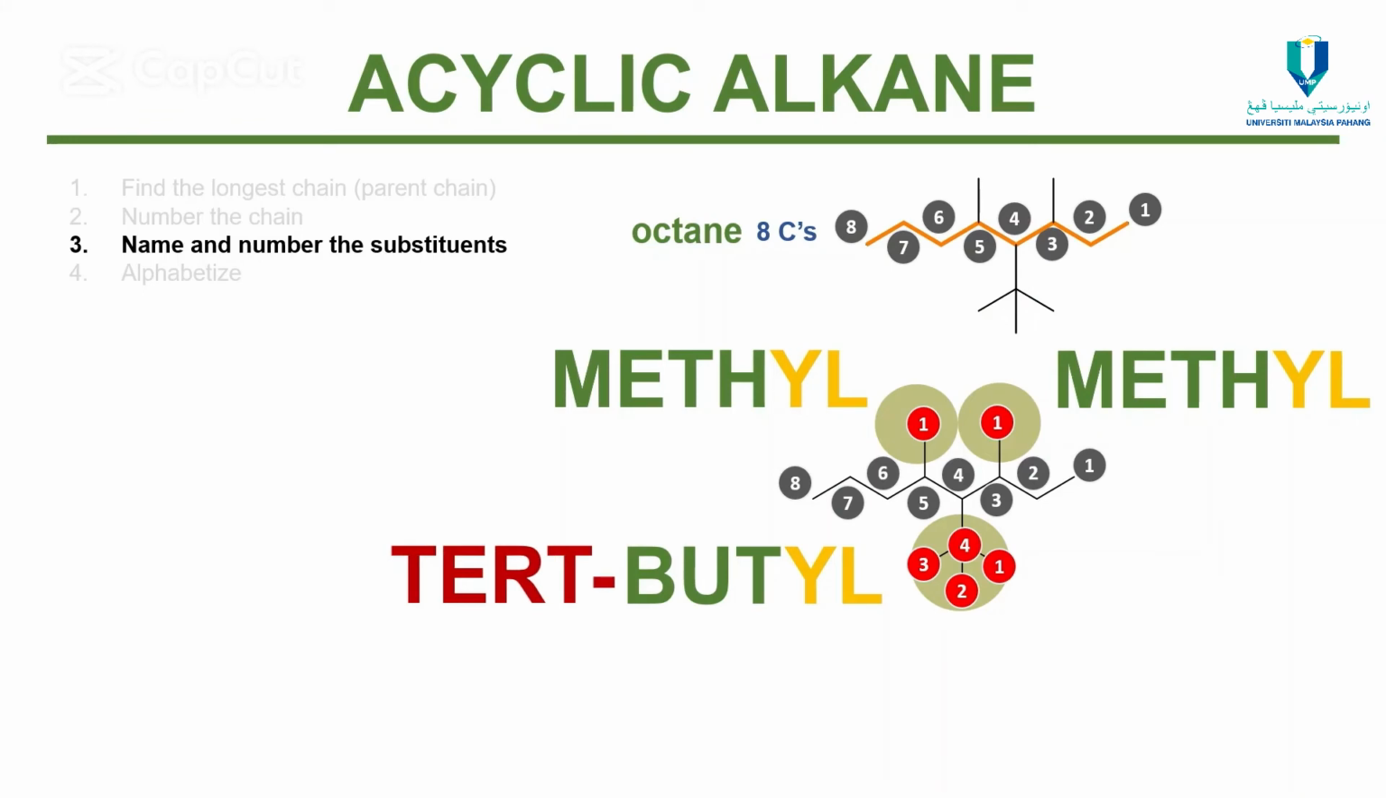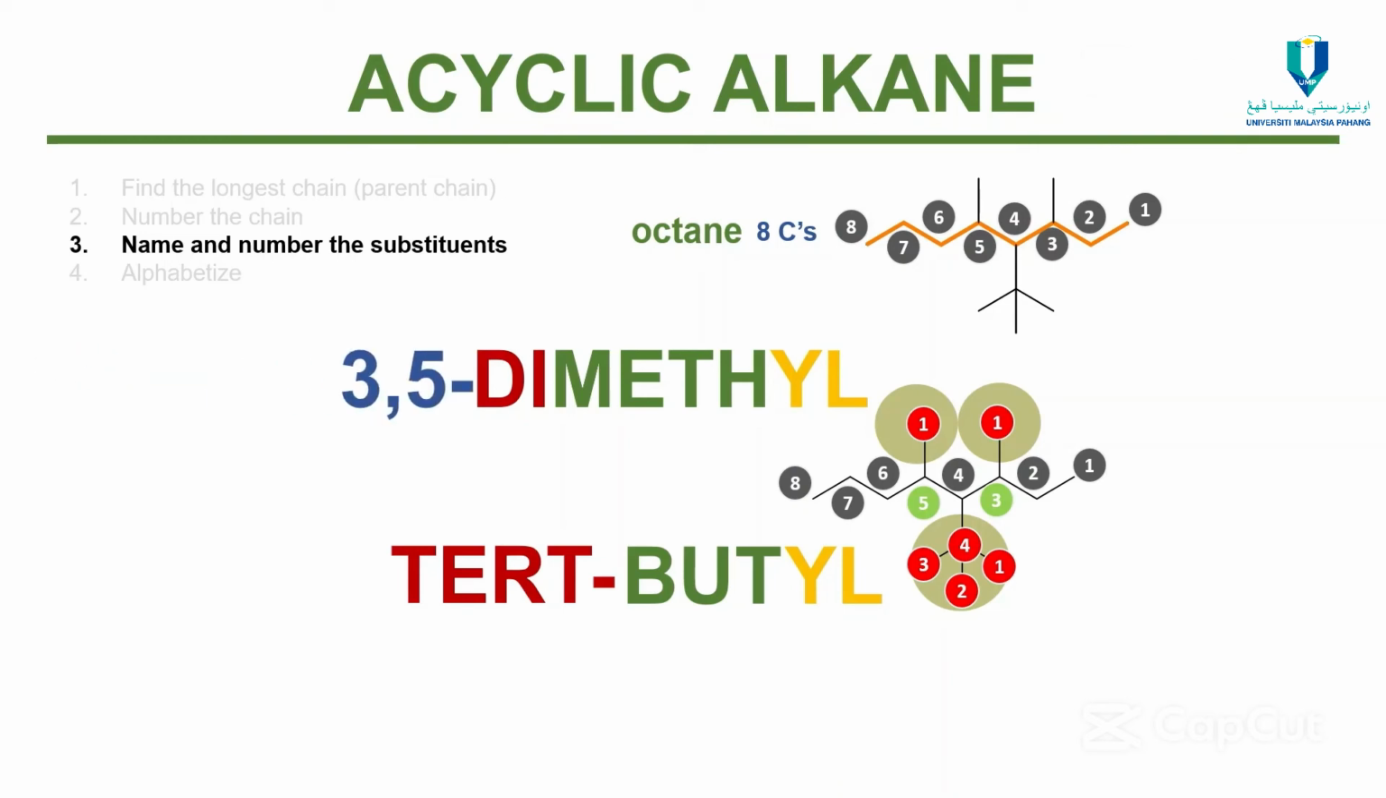So now we have to number the substituents, but before that, we have 2 methyl, same substituent. So you have to combine together, and because we have 2 methyl, it will be dimethyl. If you have 3 methyl, it would be trimethyl. If you have 4 methyl, it will be tetramethyl. So in this case, we only have 2 methyl. So it is dimethyl. So first methyl attached at carbon number 3. The second methyl attached at carbon number 5. So it is 3,5-dimethyl. So tert-butyl attached at carbon number 4. So it is 4-tert-butyl. And now we have fulfilled the third rule.